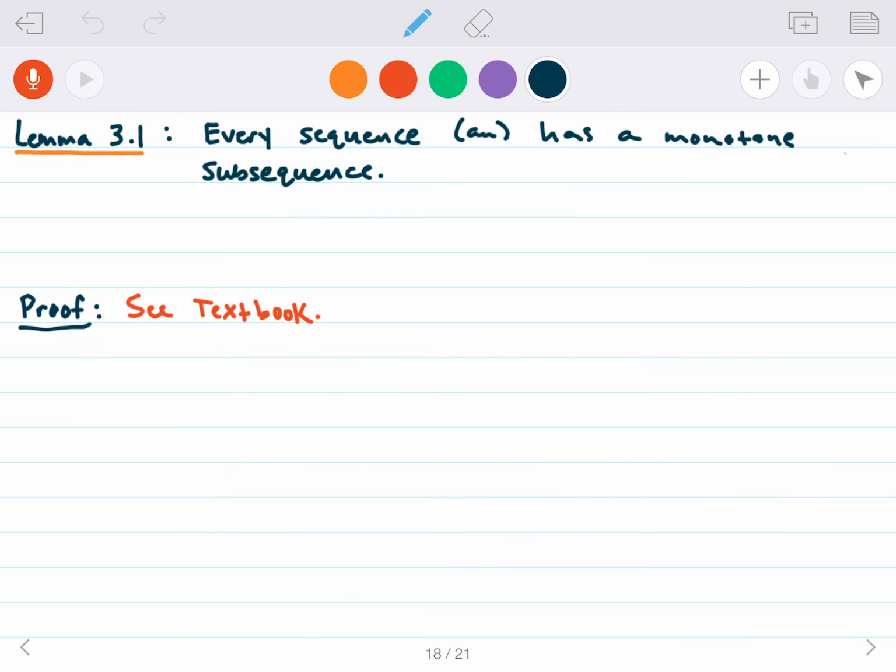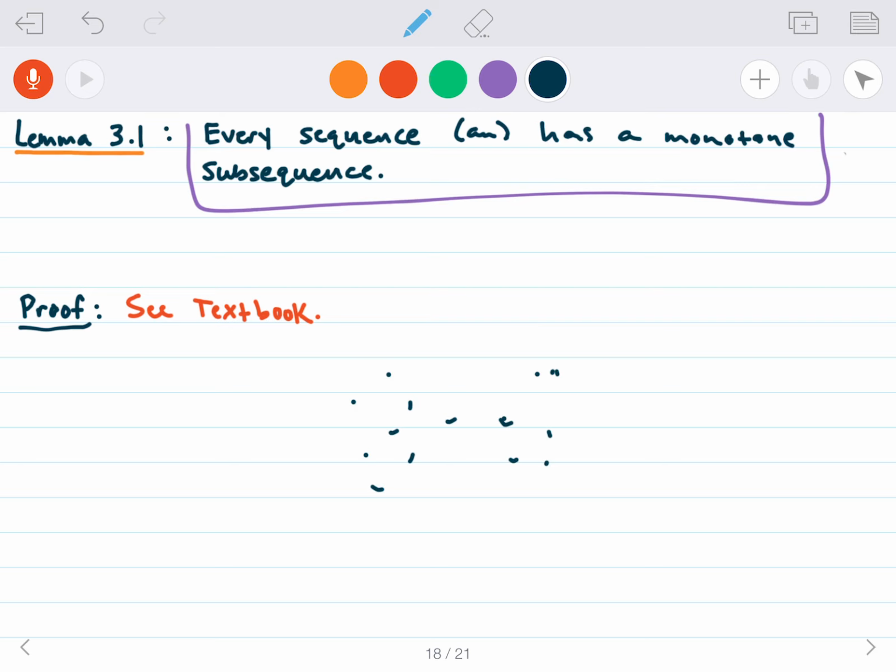Here's a lemma that we're going to use to prove our final big theorem here. And you can see the proof in the textbook, but it's not a terribly complicated idea, but it's kind of annoying to write it out, I guess. But here's the lemma. Every sequence has a monotone subsequence. So even if you have some crazy sequence that looks like this, what this is saying is that you can always pick out a monotone increasing sequence or a monotone decreasing sequence by kind of like looking at the peaks and valleys.